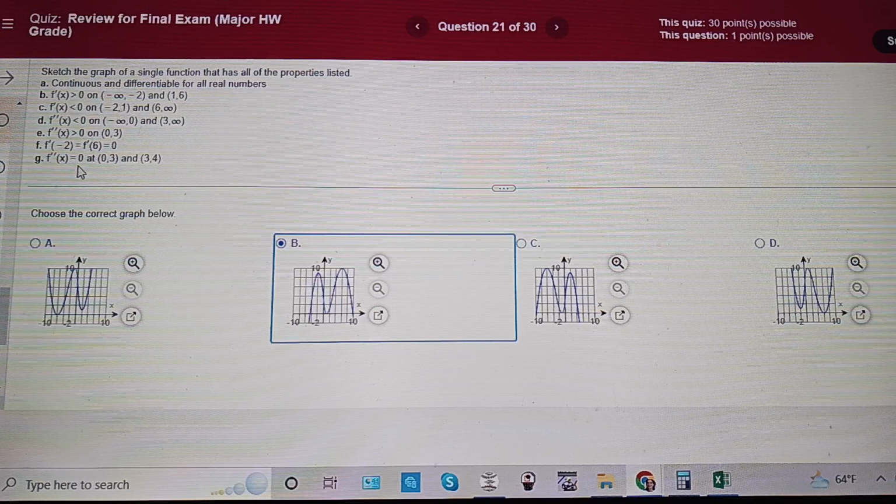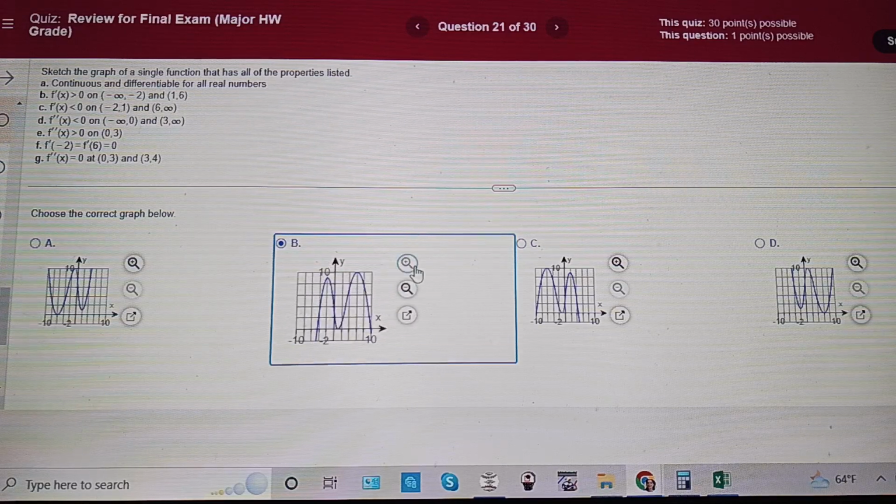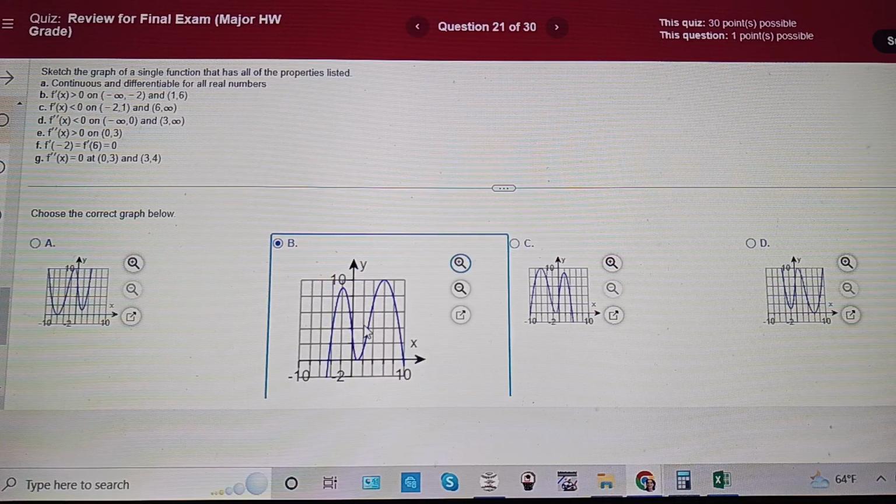And then the second derivative is 0 at these 2 points, and those are the inflection points. 0, 3 is right here. And 3, 4, I guess 0, 3 is lower down right there, and 3, 4 is right there. So the inflection points, they're not horizontal from each other, but that's okay. That's where the second derivative is 0. That's where the concavity is changing from negative to positive or vice versa. So yeah, everything in here is definitely true in B. I didn't find anything wrong with graph B for any of this stuff.